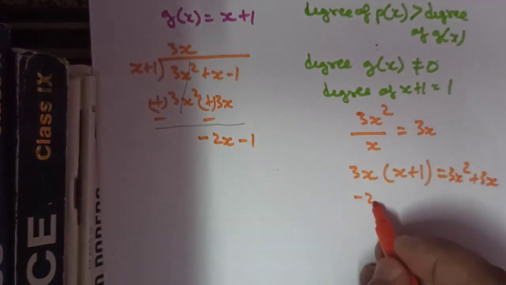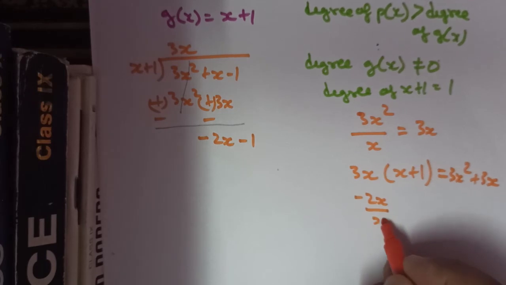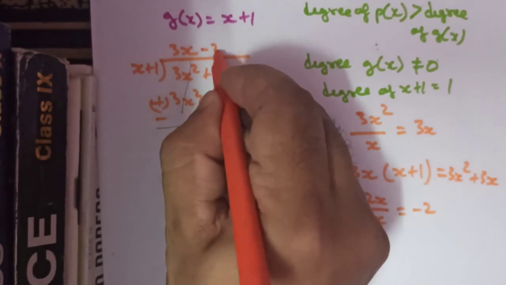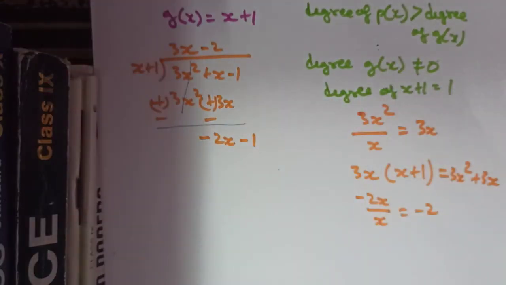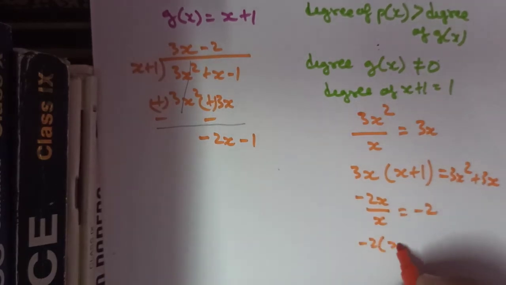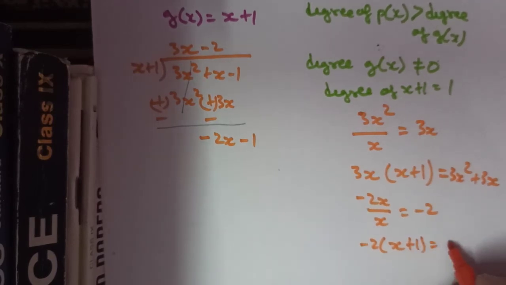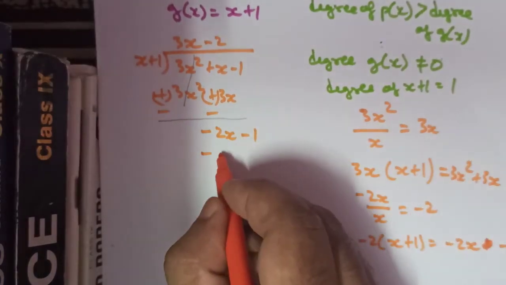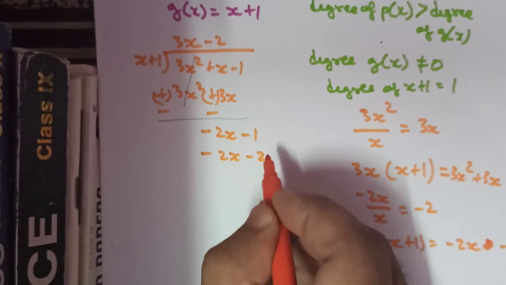Again, minus 2x divided by plus x, we get minus 2 as the remainder. So we will write minus 2 as the second term of the divisor polynomial. Now minus 2 is again multiplied by the quotient x plus 1. We get minus 2 times x is minus 2x, and minus 2 times plus 1 is minus 2. So minus 2x minus 2.